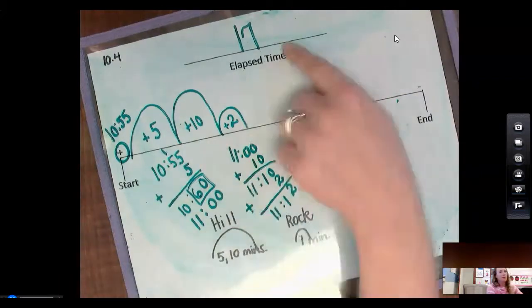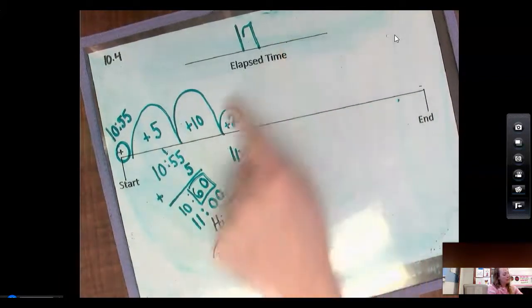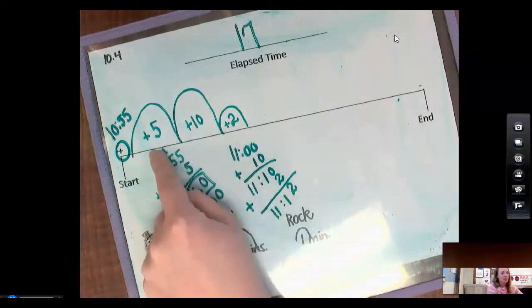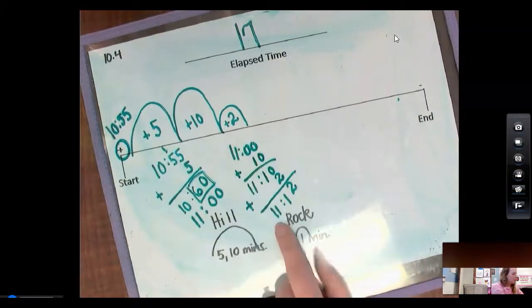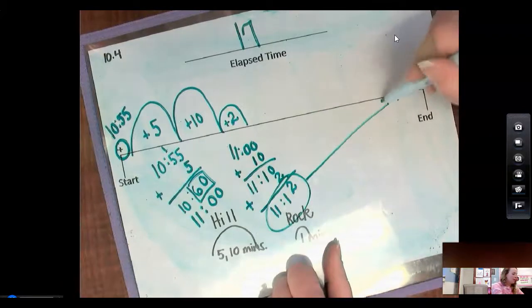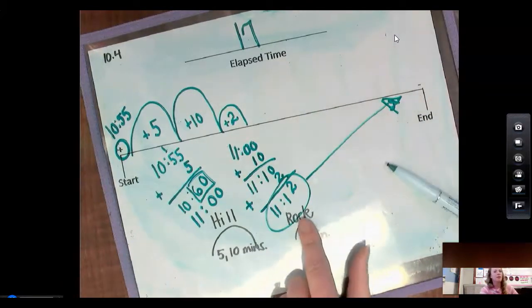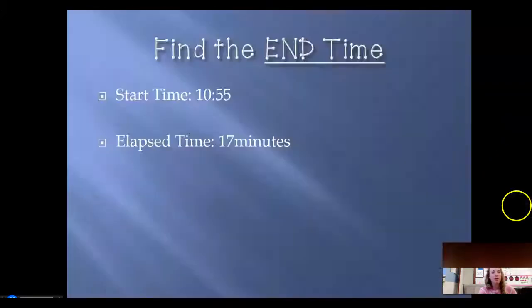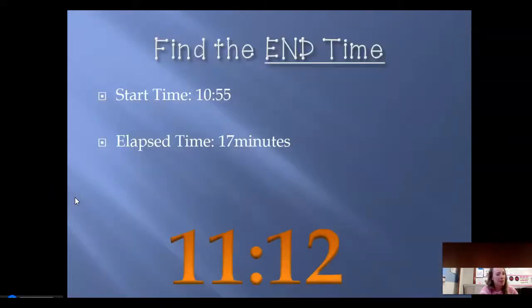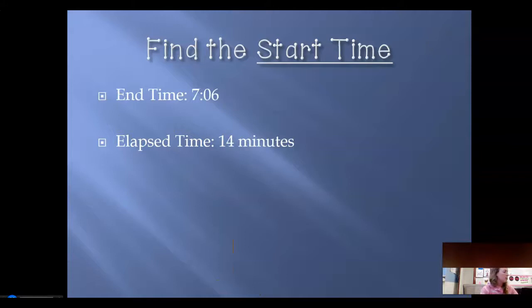So did I go 17 minutes? Am I finished? 10, 15, 17. So my end time for that problem should be 11, 12. So let's see if we are correct there. Is it 11, 12? Yep, we're exactly right there. All right, let's do another one.